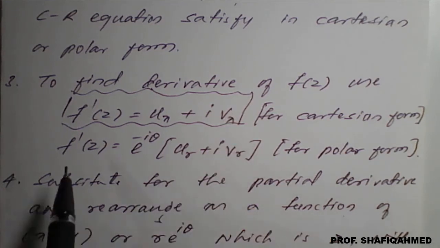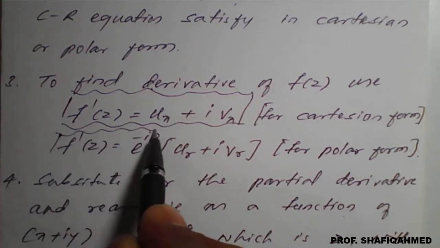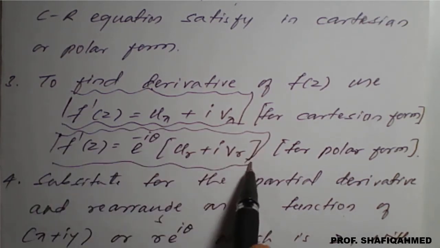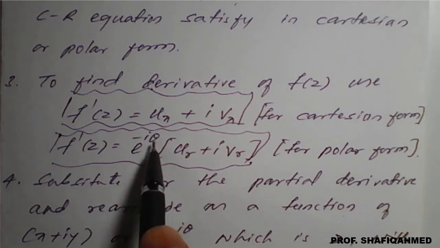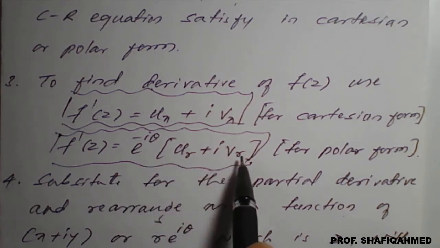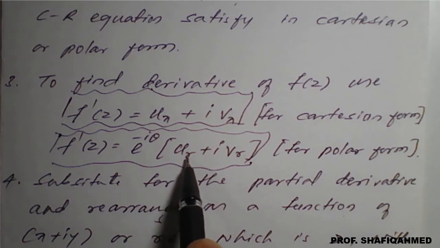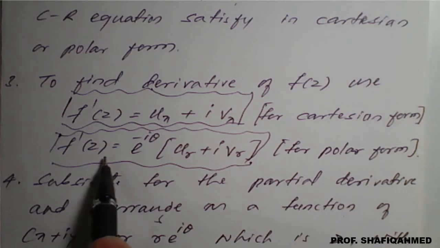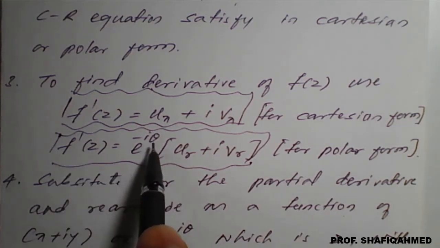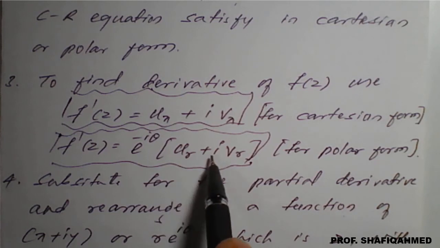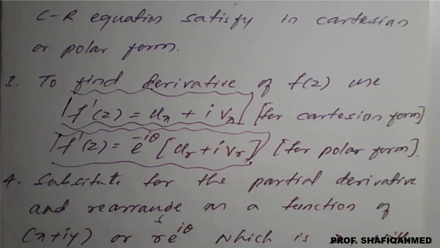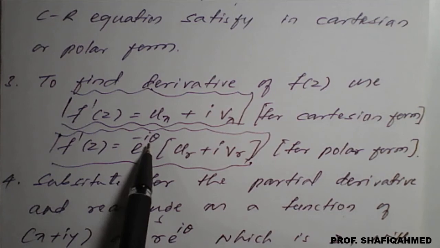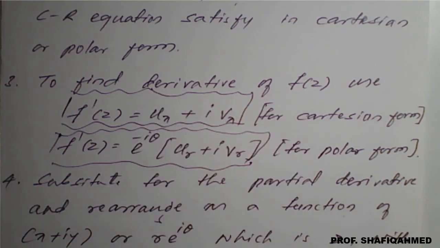Or for the polar form we are going to use f dash of z equal to e raised to minus i theta into ur plus i times vr, where ur is the partial derivative of u with respect to r and vr is the partial derivative of v with respect to r. So for polar form we use f dash of z is equal to e raised to minus i theta into ur plus i times vr. Step number 3 is very important, and we use it to find the derivative of the given function f of z.